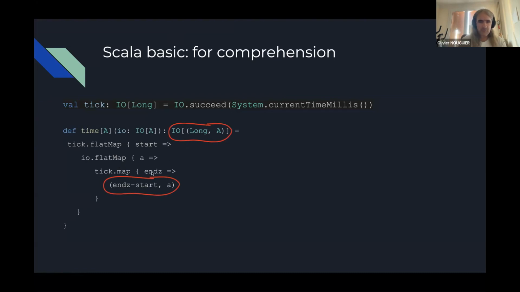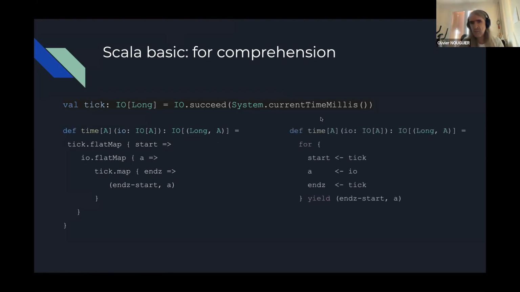So I produce an IO from another IO by combining everything three times. It works, but it's not very easy to read. That's why in Scala we have a very fancy construction called for comprehension, where we reverse the arrow. You can see these are the IOs producing the things, and in the end I yield the result I want.